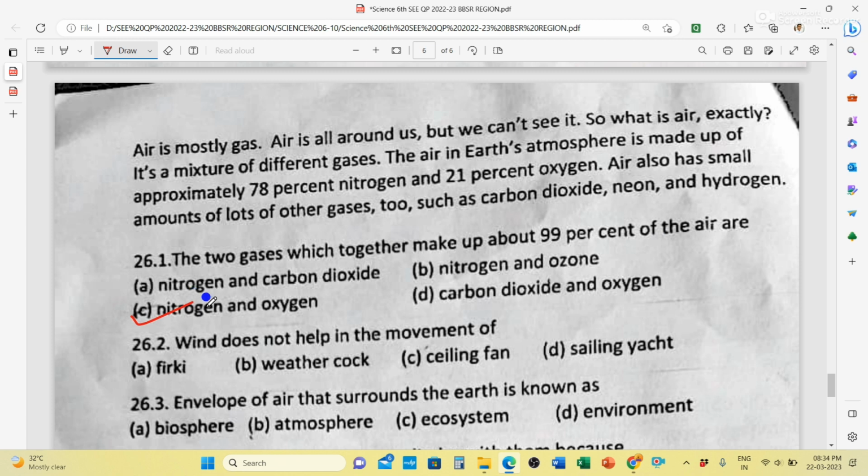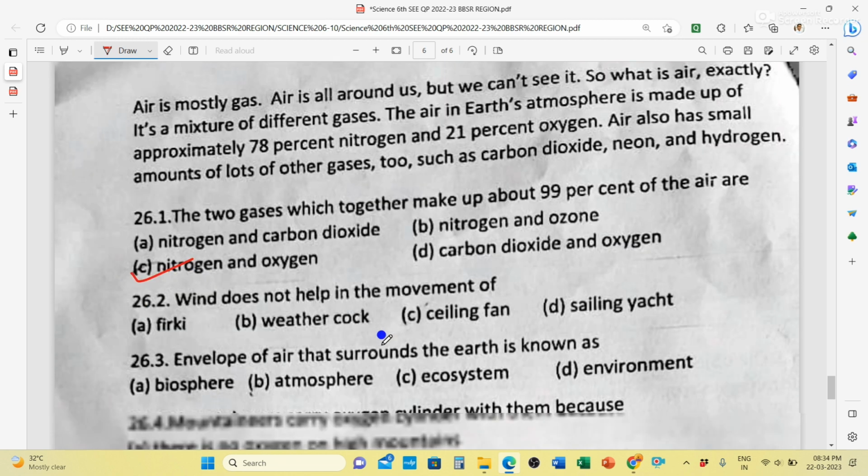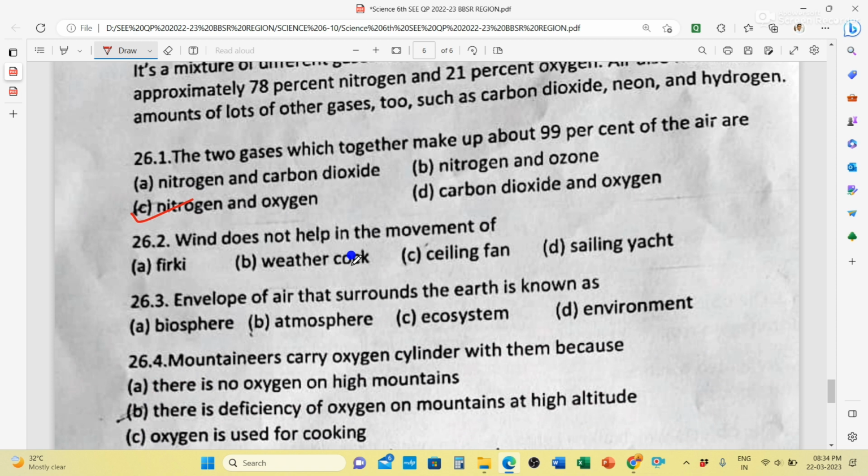Wind does not help in the movement of which? Firki, weathercock, ceiling fan, sailing yacht. Weathercock, firki, and sailing yacht depend upon the movement of wind, but the ceiling fan does not. The ceiling fan moves due to electricity, right? So wind does not help in the movement of the ceiling fan.